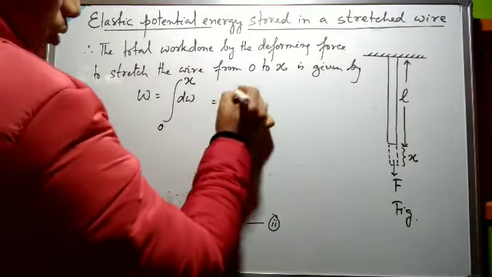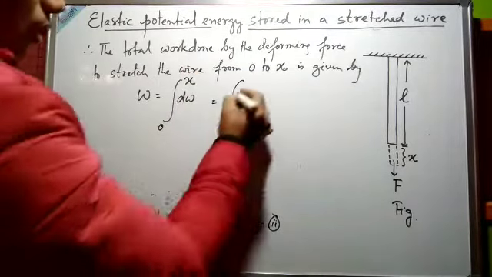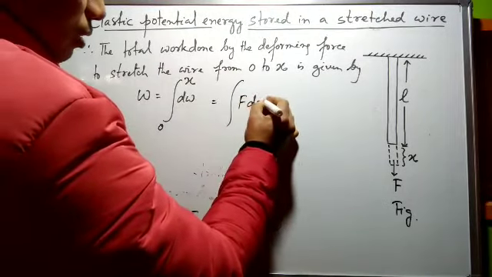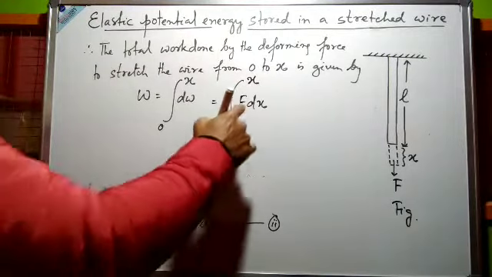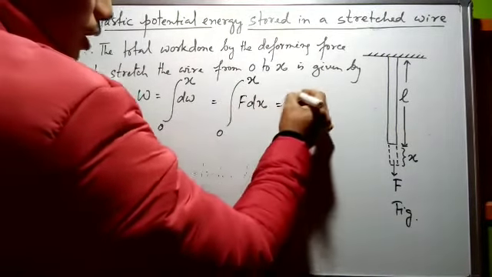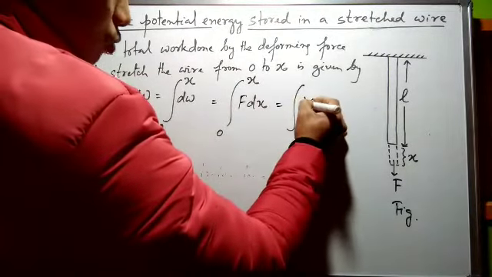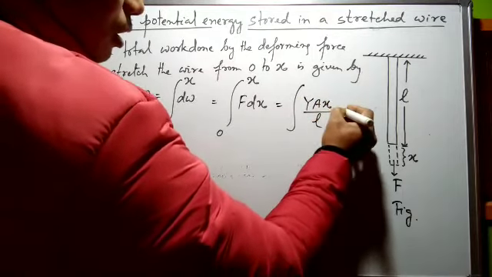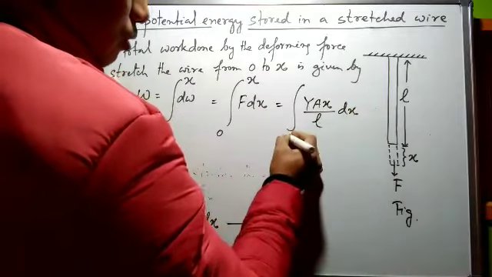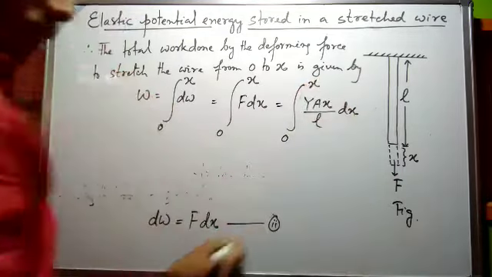And this will be equal to the integration of dW, that is F dx, from 0 to x. Then again, using equation number 1, F equals Y A x divided by L, times dx from 0 to x.